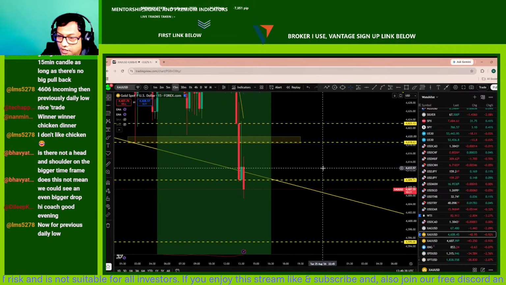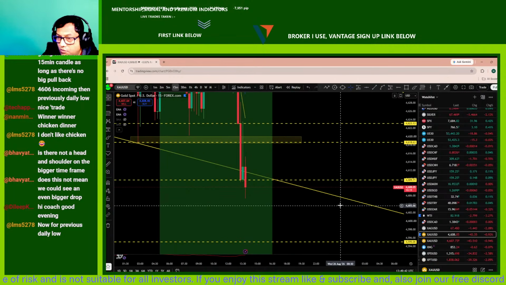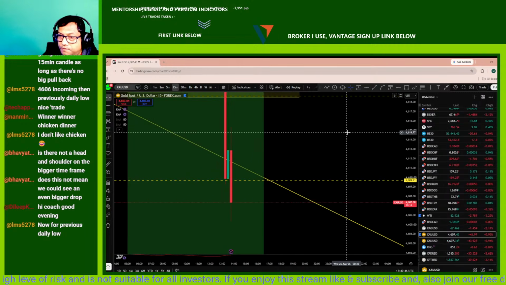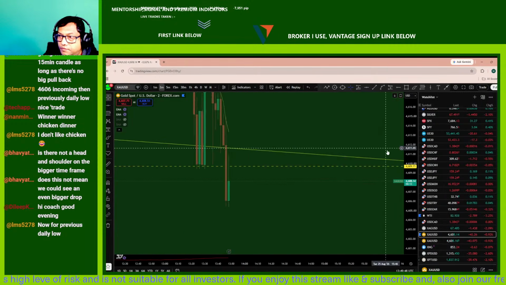So we are seeing that the market shows this bearish pressure here that can trigger that downside liquidity in this area.